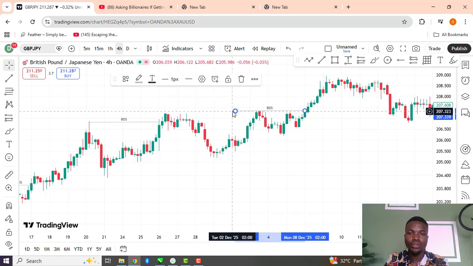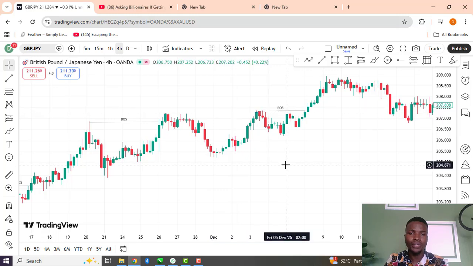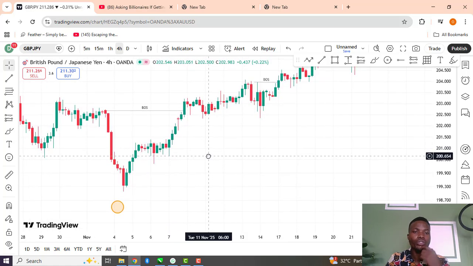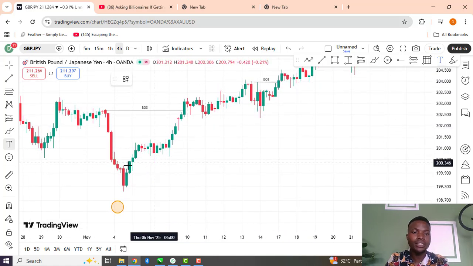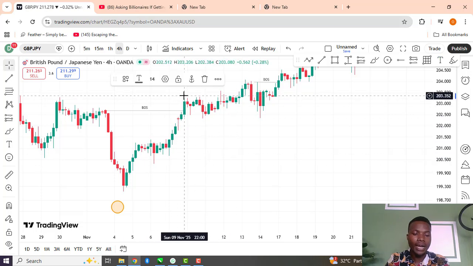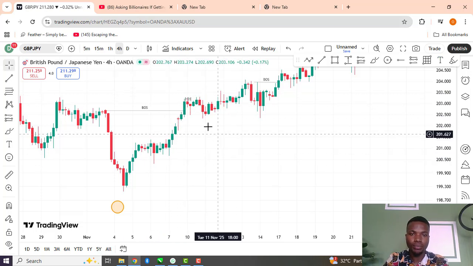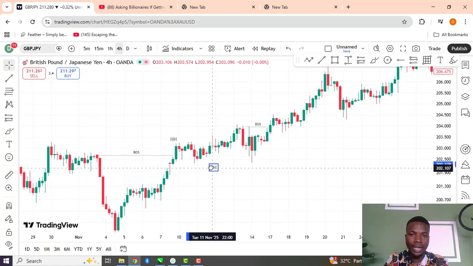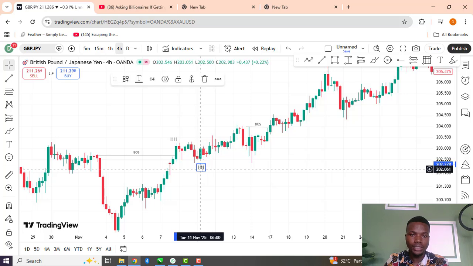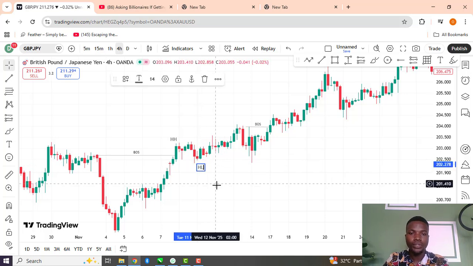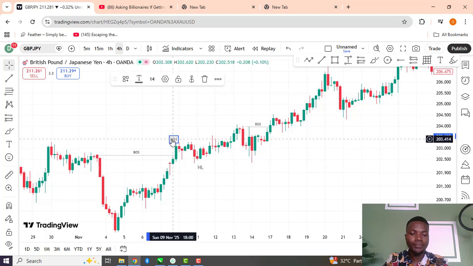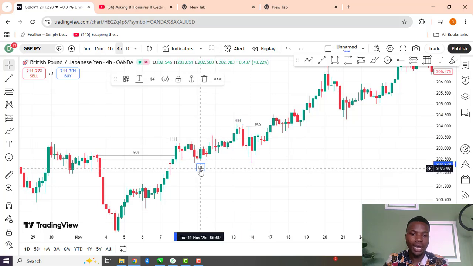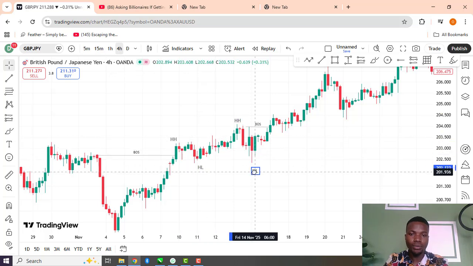I should not forget to tell you that when you are marking your break of structure, you should understand that price will be creating higher highs and higher lows. Price will be creating higher highs and higher lows. So this is our higher high, and this is our higher low. After that we also have a new higher high above here, and at the same time we have a higher low right here.